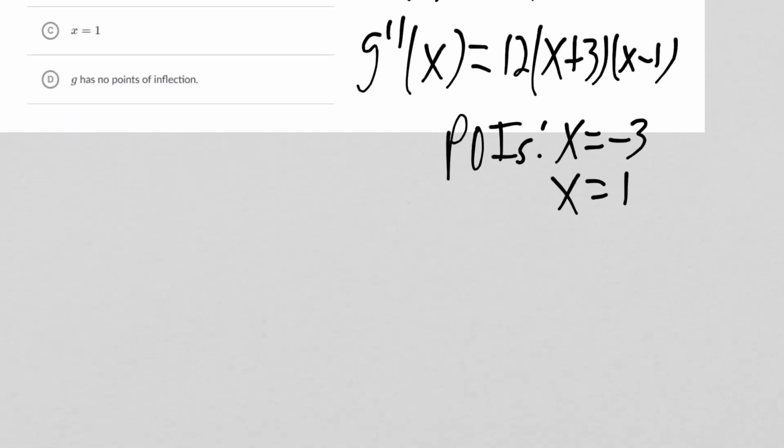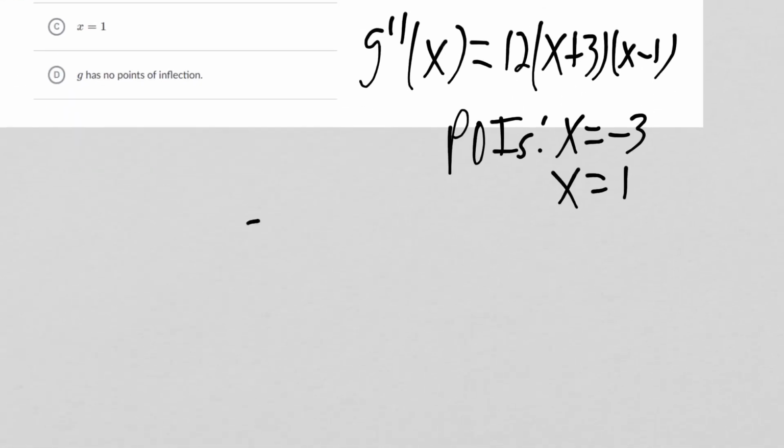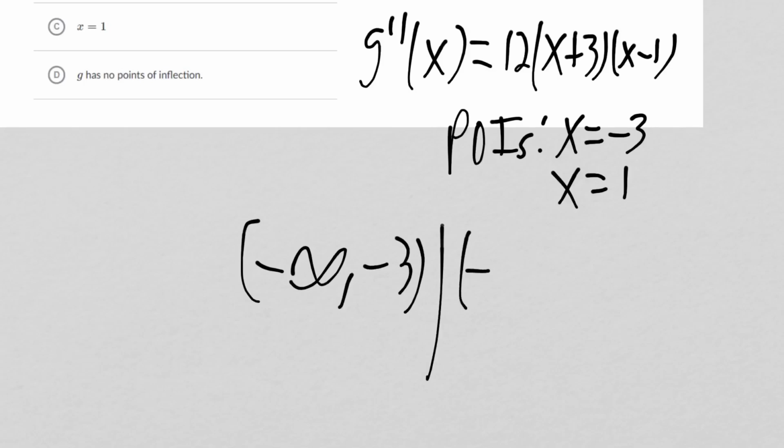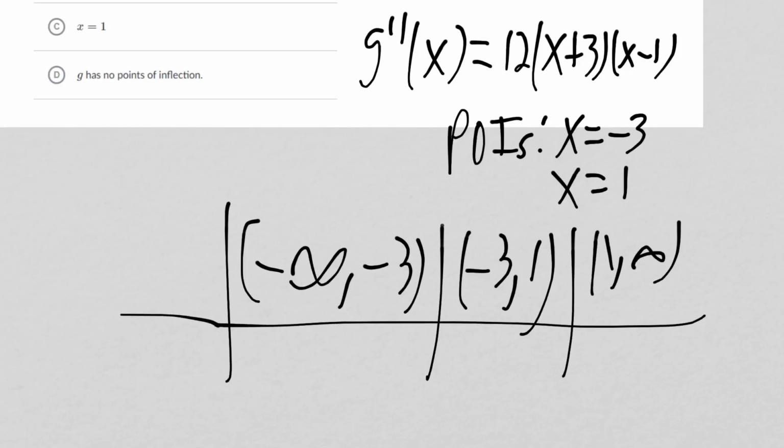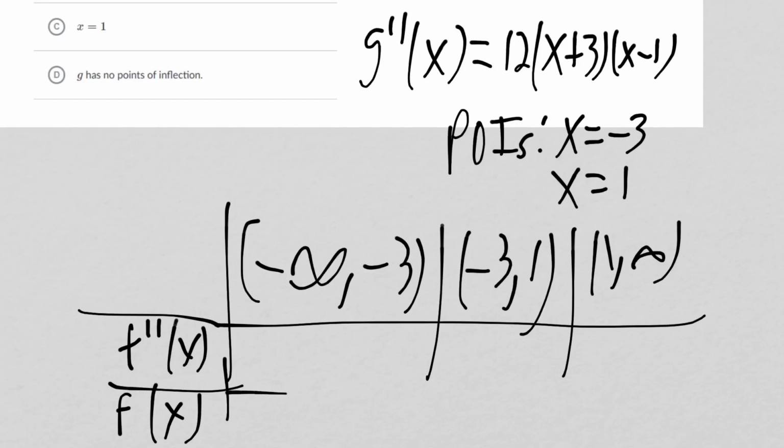So now let's talk about the concavity here. So we'll go from negative infinity until our first POI at negative 3, and then we'll go negative 3 to 1, and then 1 to infinity. And let's talk about what's going on with g double prime, and then we'll use that to describe the behavior of g of x.